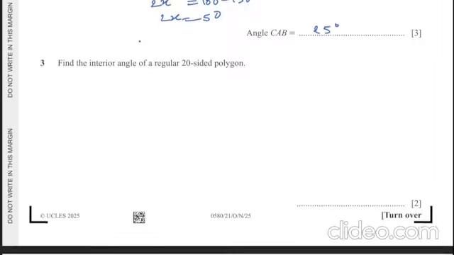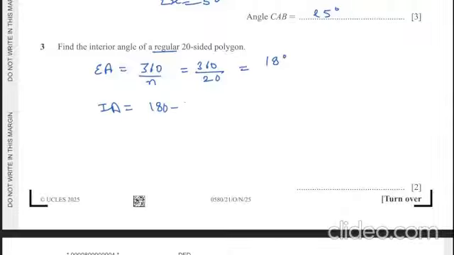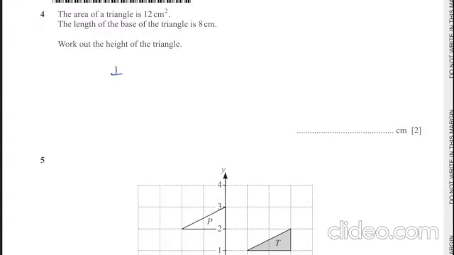Here I have to find the interior angle of a regular 20 sided polygon. So we can easily calculate the exterior angle for an n sided polygon with this formula in case of a regular polygon. So this formula is applicable in case of regular polygon and we get the exterior angle as 18 degrees. So what is the relation between interior and exterior angle? That they add up to 180. So interior angle will be 180 minus 18, which will be 162 degrees.